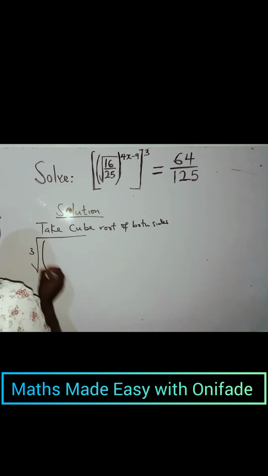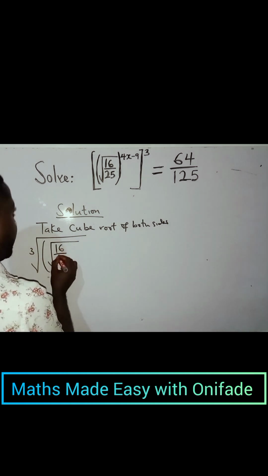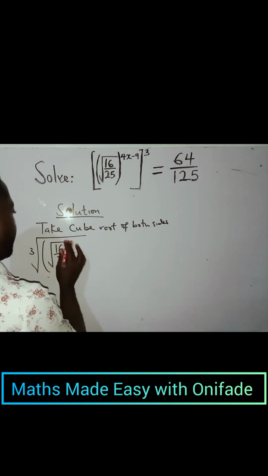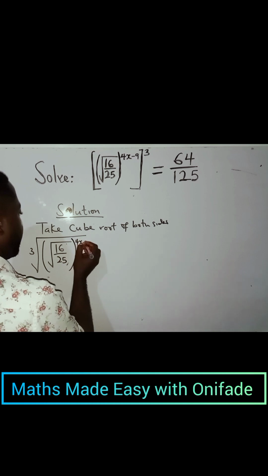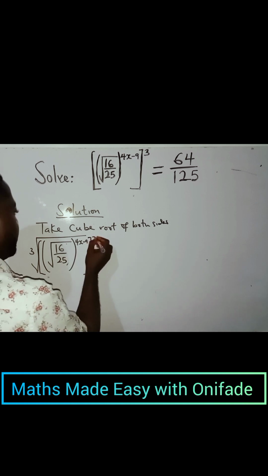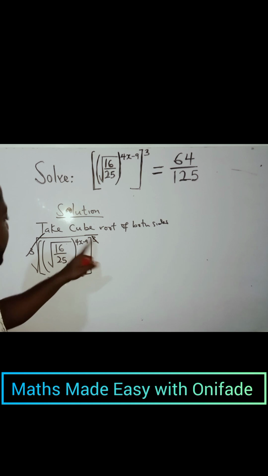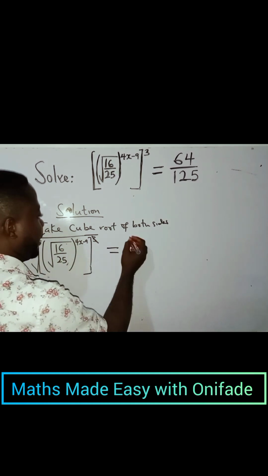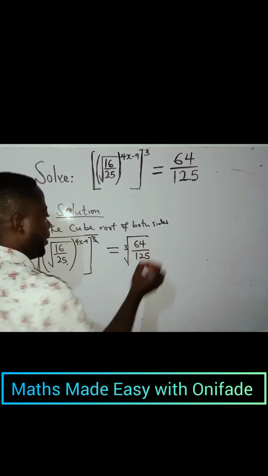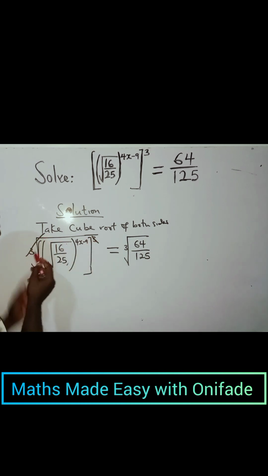Cube roots. Then in the bracket I have root 16 all over 25, then I have 4x minus 9 raised to the power of 3. Now, this will cancel out these cube roots. The power of 3 has cancelled out the cube roots. At the other side, I'm going to do that too: cube roots of 64 all over 125. So I'll take cube roots of both sides, and the power of 3 cancels out the cube roots here.